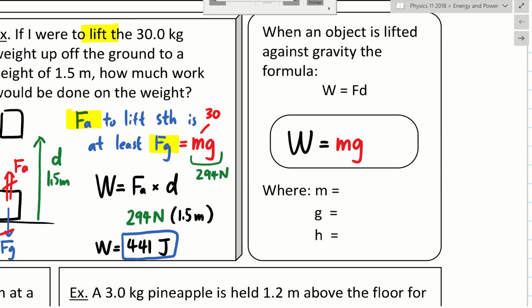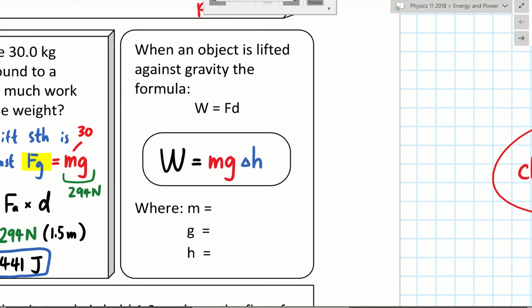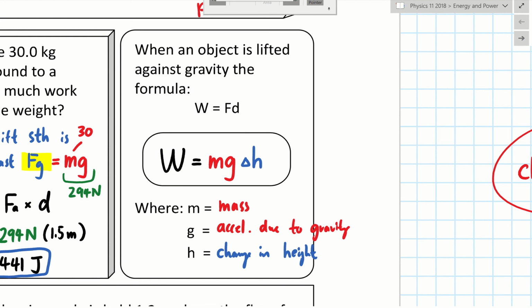we call the distance change in height. So instead of d, we call it change in height, because sometimes you are... so change in height. Where m, of course, is the mass, and g is the acceleration due to gravity. On Earth, if you're on Earth, that number is 9.8. But if it's not, then obviously it's different, right?